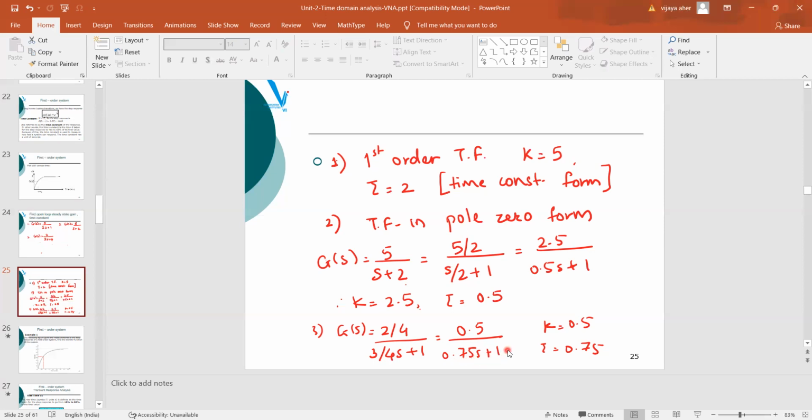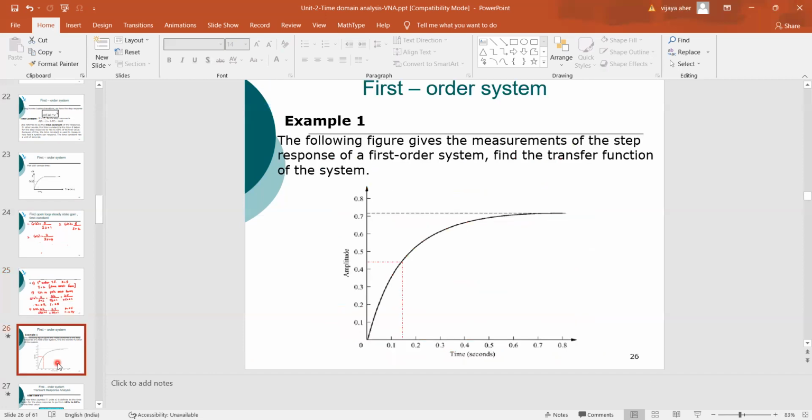Now find out the steady state gain and the time constant for the given transfer function of first order system. So the steady state gain for the third example is k is equal to 0.5, and tau, the time constant, is equal to 0.75. This is how you are going to solve the small numerical. Got my point? Understood? Any doubt after this? No doubt. Okay.